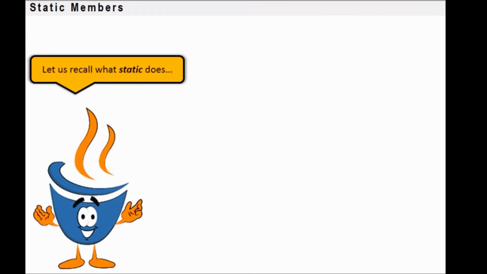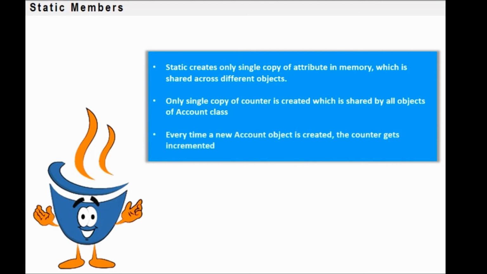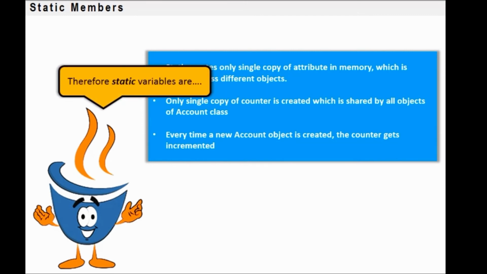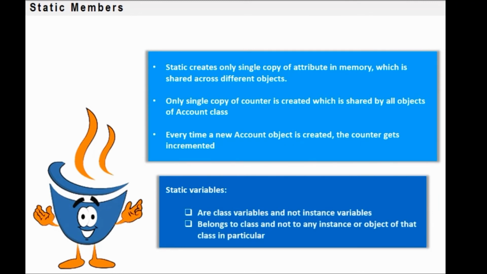Let us recall what static does. As we already know, static creates only single copy of attribute in memory, which is shared across different objects. So, here only single copy of counter is created, which is shared by all objects of account class. So every time a new account object is created, the counter gets incremented. Therefore static variables are class variables, and not instance variables. And static variables belong to class, and not to any instance, or object of that class in particular.